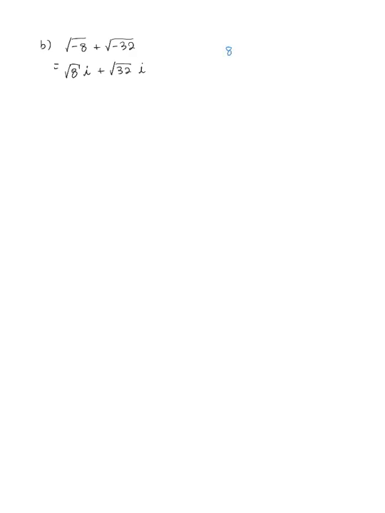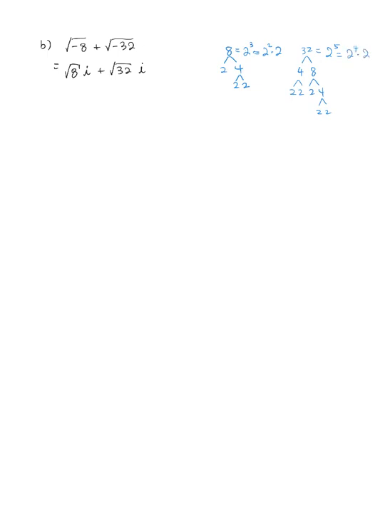Then I'm going to break down our 8. 2 times 4. 2 times 2, so this is a 2 to the third, but I'm looking for a perfect square. So I'm going to rewrite this as 2 squared times 2. Okay, and then let's take a look at 32. 4 times 8, 2, 2, 2, 4, and then 2, 2. So what do we got? We got 2 to the 5th. But I'm looking for a perfect square, so I'm going to break it off at a 2 to the 4th times 2.